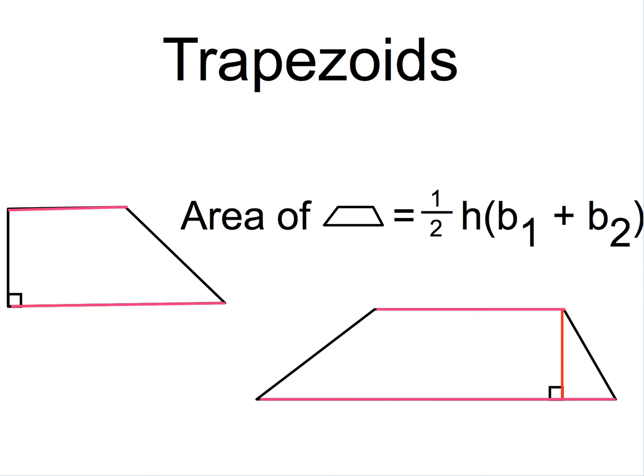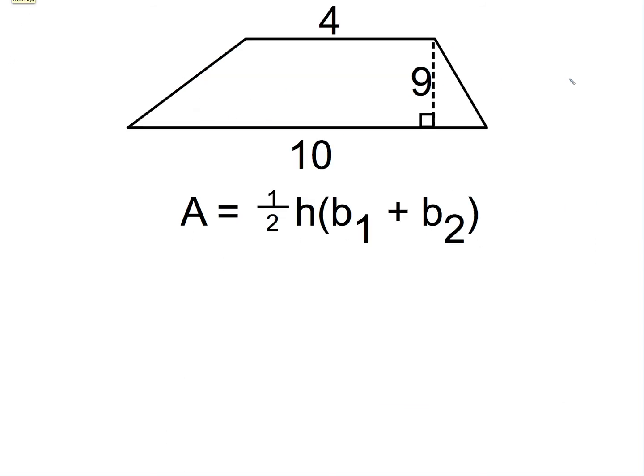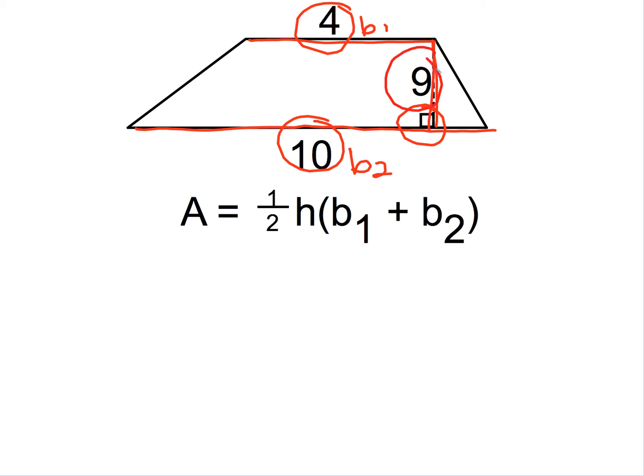So let's take a look at an example. Here we've got a trapezoid. Remember that the bases are the parallel sides. So what I'm looking for is this side and this side because they are parallel to each other. So that means my bases are 4 and 10. And it doesn't matter which is which. We'll call this one base 1, we'll call this one base 2. The height has to meet the bases at a 90-degree angle. So since this is my 90-degree angle, I want to look at the length of this line right here, which is 9, and I'll plug that in for the height.